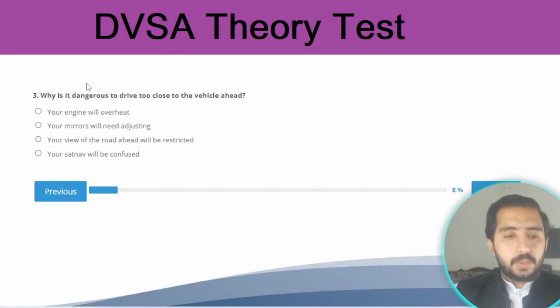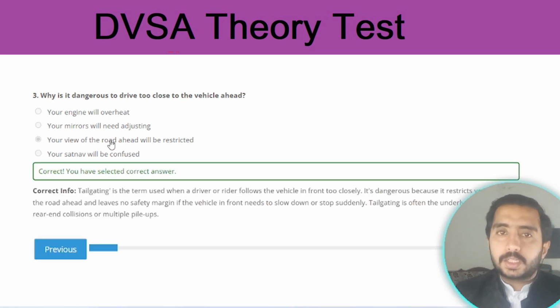Next question, question number 3. Why is it dangerous to drive too closely to the vehicle ahead? Because your view of the road ahead will be restricted. Option C is the correct option.